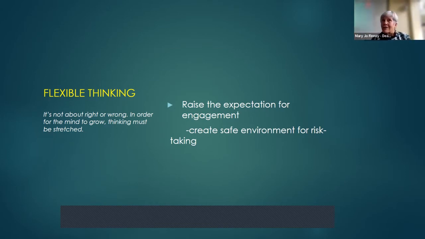And that is a risk. That is a huge risk that many, many students won't take. They will not raise their hand. They won't speak unless they are absolutely certain that they're right. So creating that safe environment, and you can talk about it. You can put it in the syllabus. One of the techniques that I like to use is inviting wrong answers.